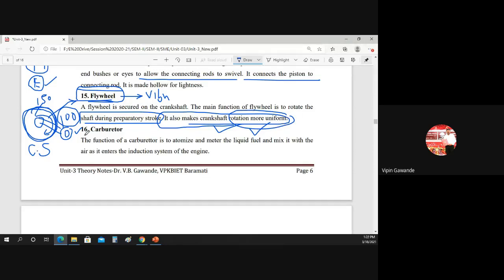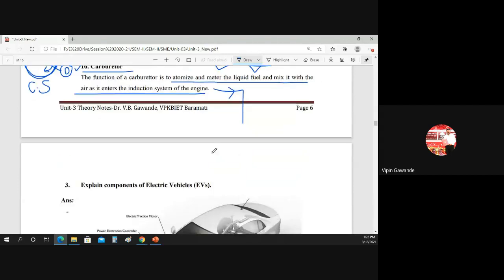Okay, and the last one is what is carburetor. Now what is the carburetor? आपण काय केलेलं आहे, सिलेंडर मध्ये we have taken the air fuel mixture. So the air fuel mixture, it is mixed and atomize and meter the air fuel mixture, and then it is sent to the in the cylinder. कार्बोरेटर काय करतो, कार्बोरेटर मेजर करतो.